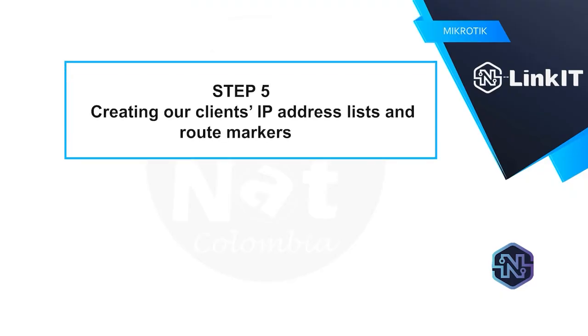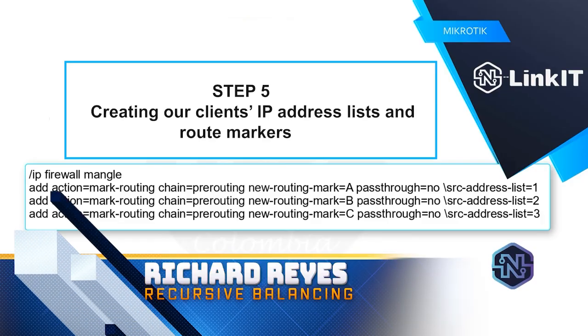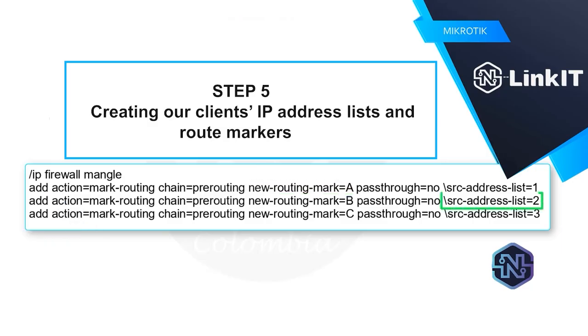Let's continue with step 5, creating the IP address list for our clients and the route marks. What we're going to do here is very simple. We will create an address list named 1. And what we will do is link that list with route mark A. We will also create list 2, which will be linked to route mark B. And finally, we will create list 3, which will be linked with route mark C.